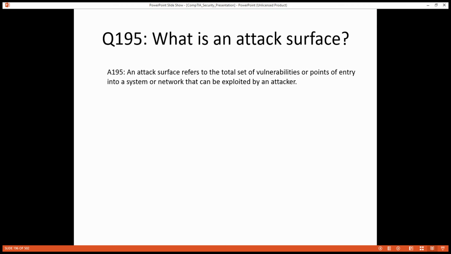Q195. What is an attack surface? A195. An attack surface refers to the total set of vulnerabilities or points of entry into a system or network that can be exploited by an attacker.